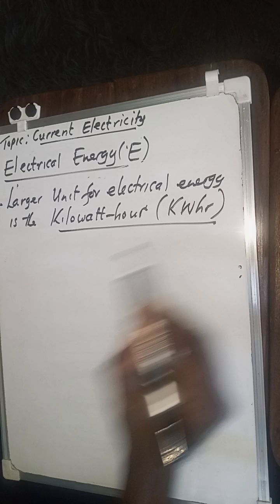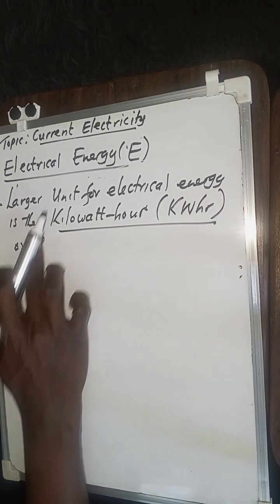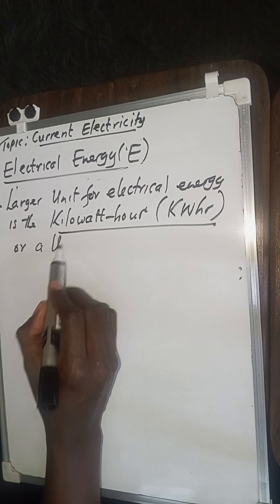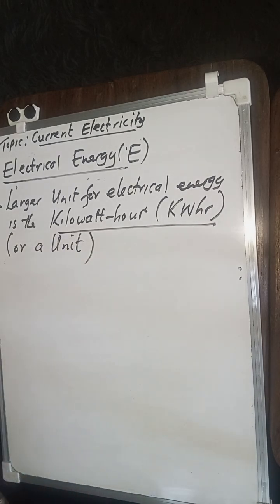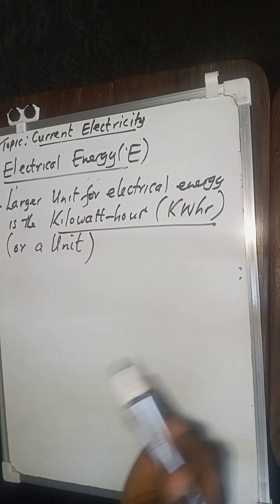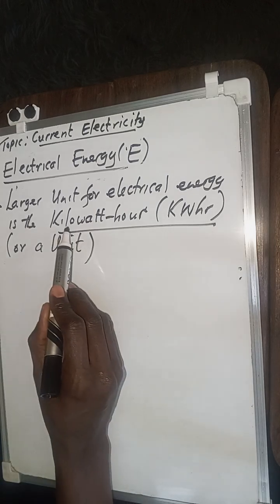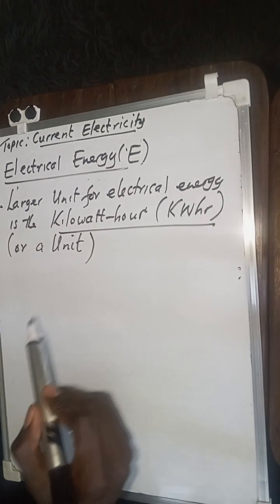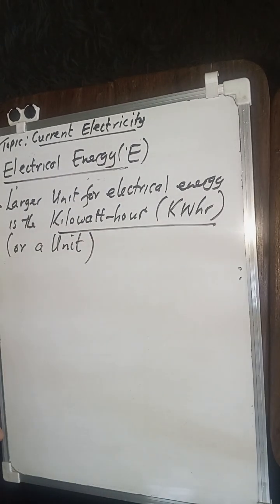Obviously, you have heard of the kilowatt, and sometimes we call that one as being a unit. So a kilowatt is sometimes referred to as being units. For example, when you go to buy units, you say, no, they have given you 100 units. You mean they have given you 100 kilowatt hour. So that's what we mean. It's just a larger unit for electrical energy.